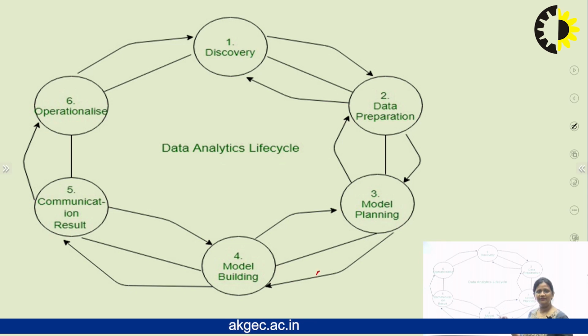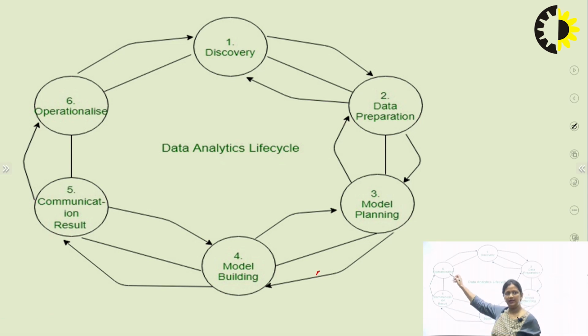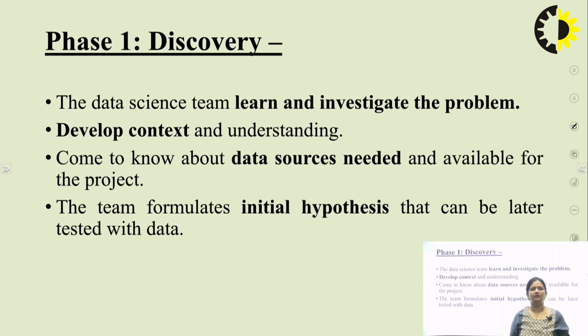As a diagram, we give the following representation of the phases: discovery, then data preparation, then model planning, then model building, then communicating results, and operationalize. This is iterative, as shown in the figure. Next, we will discuss the various stages and the functionality of each stage that we have to perform on our data to get information.